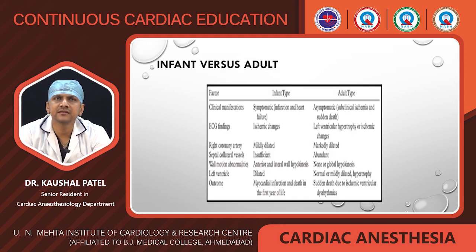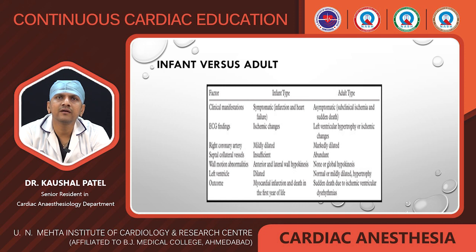Now coming to the differences between the infant and the adult type of ALCAPA. The clinical manifestation in the infant type is that the patient is symptomatic early in life, presenting with heart failure symptoms. In the adult type, the patient may be asymptomatic, subclinical ischemia is present, and the patient may present with sudden death. Now the ECG finding: there are ischemic changes in the ECG. In the adult type, due to chronic long-standing subendocardial fibrosis and subendocardial thickening, left ventricular hypertrophy occurs and ischemic changes are also present.